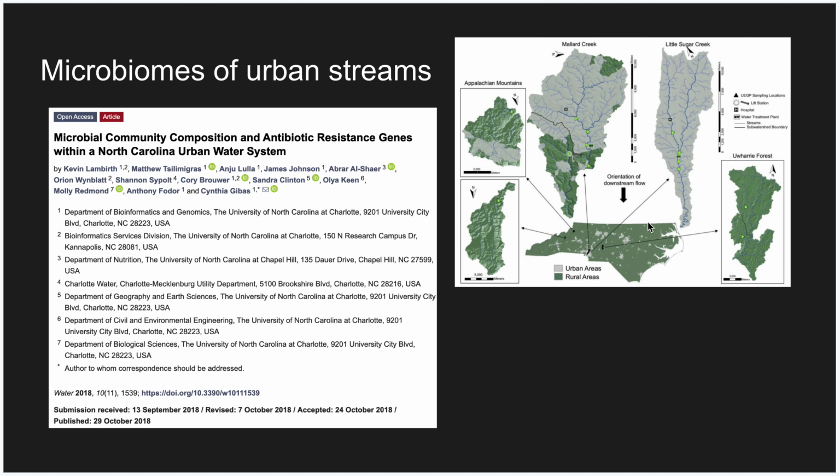So the data that we have is gathered from a study of the microbiome of urban streams. What we were interested in was to look over the course of a year at the microbiomes of streams, both upstream and downstream of wastewater treatment plants, where the treated water is released directly into these streams that permeate the Charlotte area, and people may come into contact with the result of that treated water release.